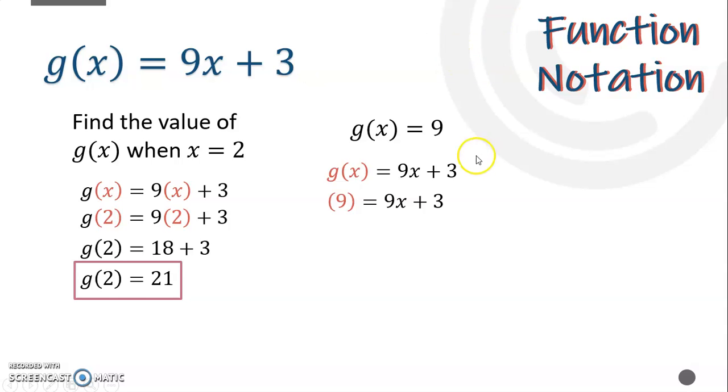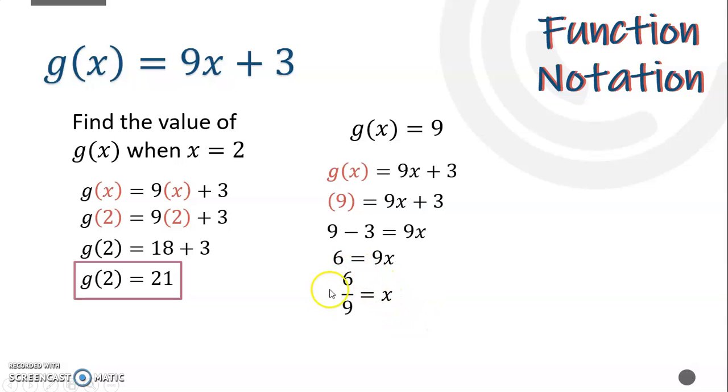Now, I need to leave my x completely alone to find which is the value of x. So I'm going to move my 3 to the other side, and I'm going to have 9 minus 3 equals 9x. I subtract these two values, and I have 6 equals 9x. My 9 is multiplying the x, so my opposite operation is dividing. I'm going to move my 9 to the other side, dividing. 6 over 9 equals x.